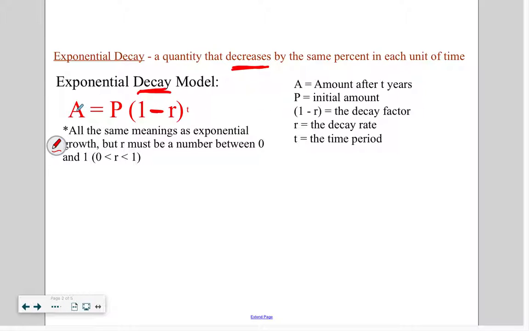We still have the same variables. A is the amount or our answer after a certain time. P is the principal or initial amount of our investment or whatever the starting quantity is. We're subtracting now though, but R is still rate written as a decimal. T is still the time period.